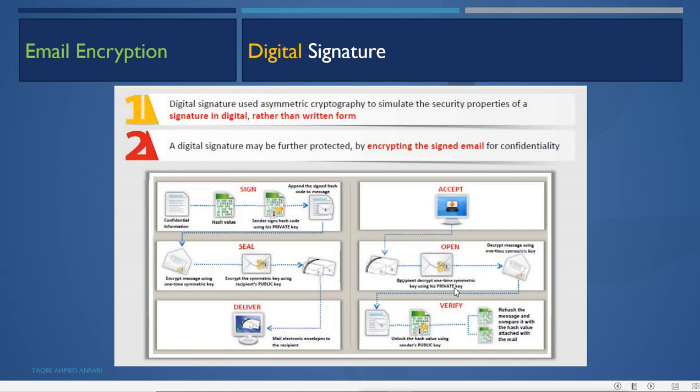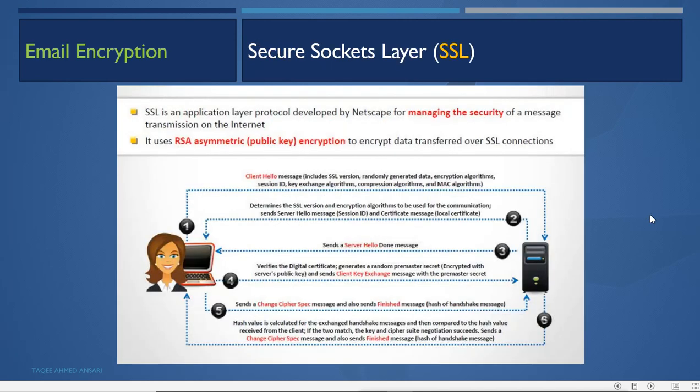Then we have SSL. SSL is actually the Secure Socket Layer, and this is also used to do the encryption of email. SSL is an application layer protocol developed by Netscape for managing the security of a message transmission on the internet, and it uses RSA asymmetric public key encryption to encrypt data transferred over an SSL connection.